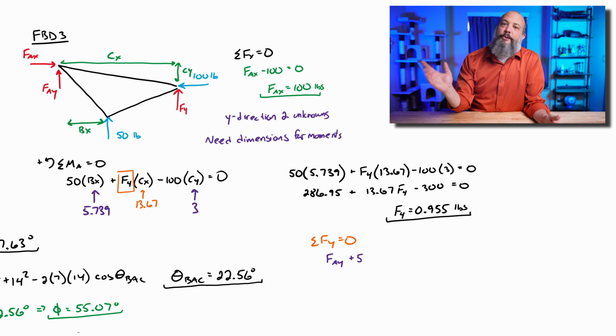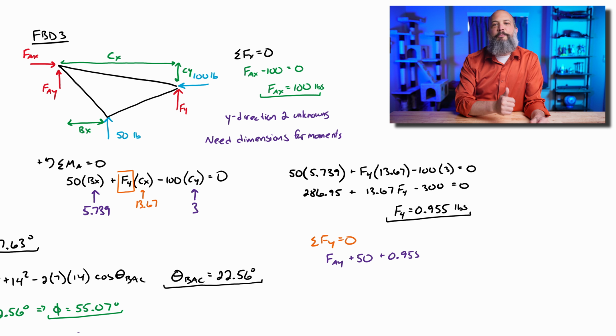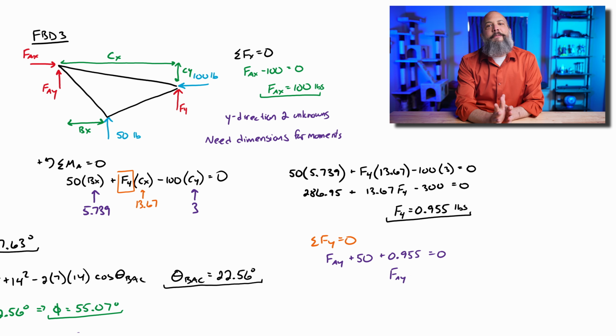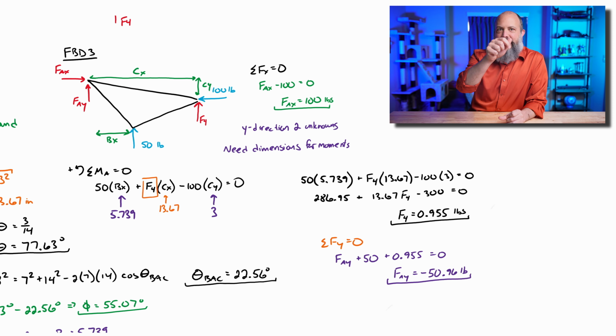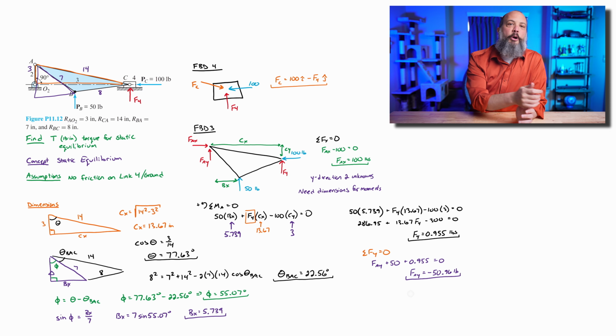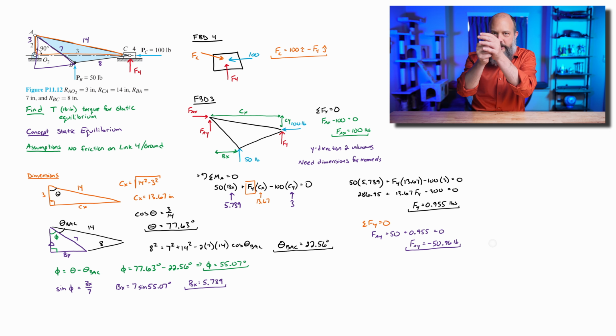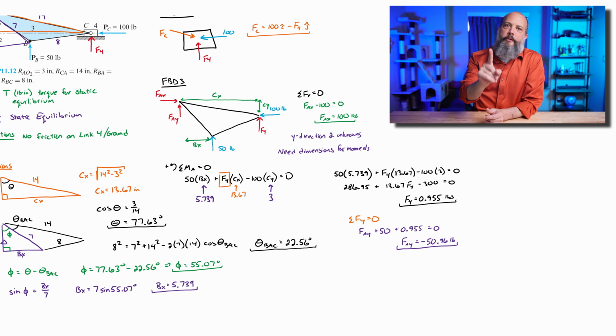Now let's just do a sum of forces in the y direction equals 0: plus Fay plus 50 plus 1. So Fay is negative 50.96 pounds, about negative 51 pounds. So point A is kind of holding it down, right? At point B, the 50 pounds is pushing up, and that's mostly being held down by the crank. And so now we're one step closer, with just one more free body diagram to go.